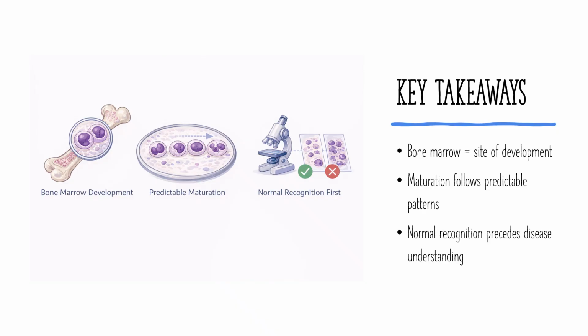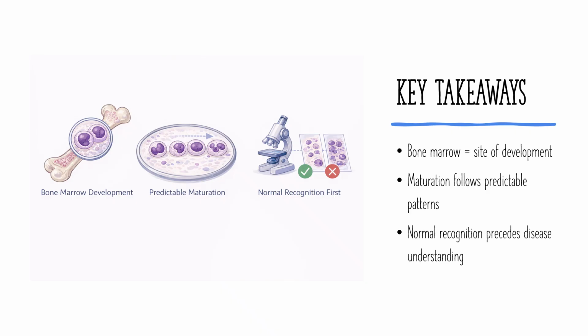Let's pull everything together because this entire lecture really comes down to three core ideas. First, bone marrow is the site of development. Every mature blood cell we see circulating began as a stem cell undergoing highly regulated differentiation in the marrow. What looks random under the microscope is actually a carefully orchestrated biological progression. When you understand where cells come from, their appearance starts making logical sense instead of feeling like memorization.